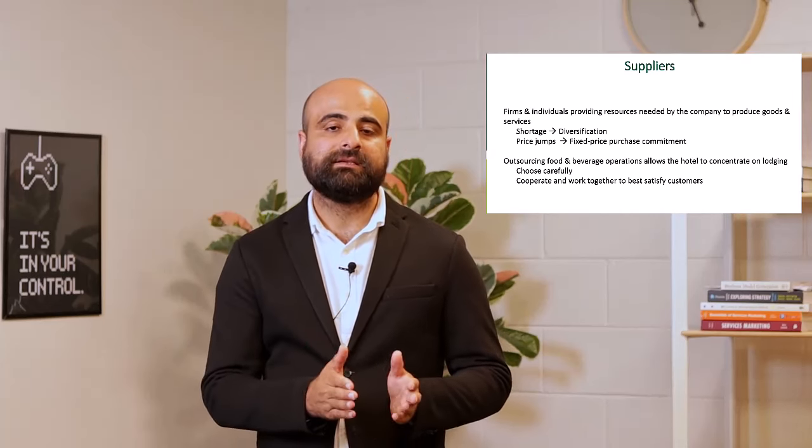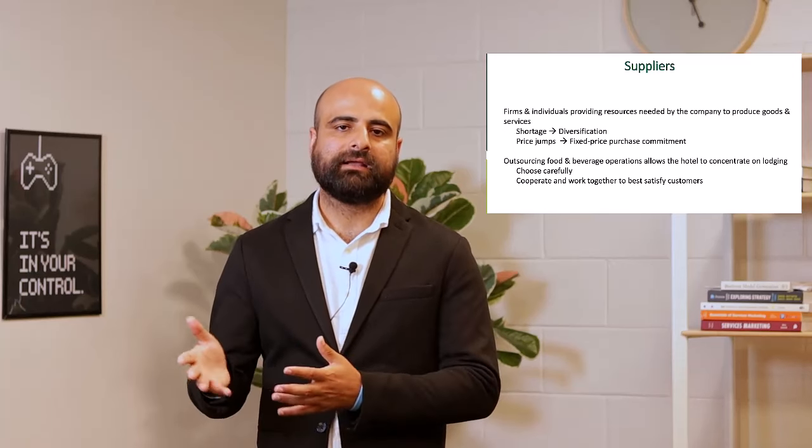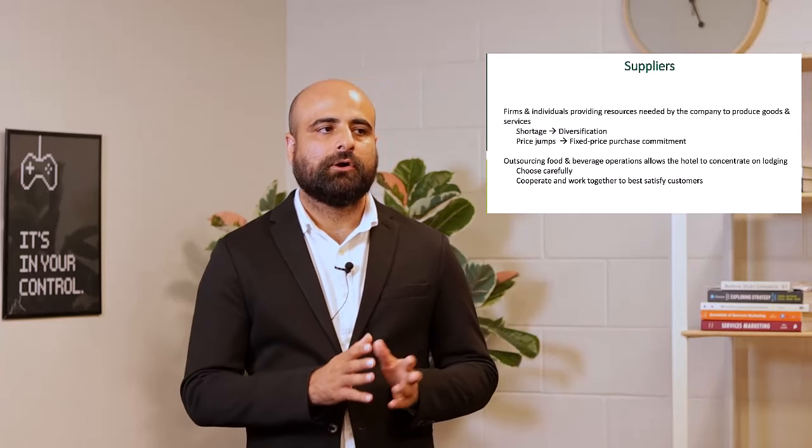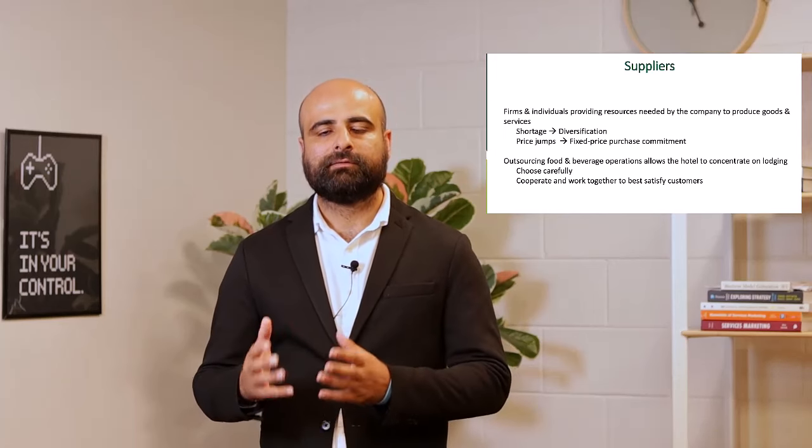There's also another challenge with suppliers, and that's price jumps. So what happens if any one aspect of the supply chain has a price jump? That means that the final product that is delivered to the consumer will have to take that price hike and increase the prices. So in this type of situation, many companies are now focusing on price commitments or fixed price commitments. So whether the price goes up or down in the market for the material that is needed, the final product remains with a stable price.